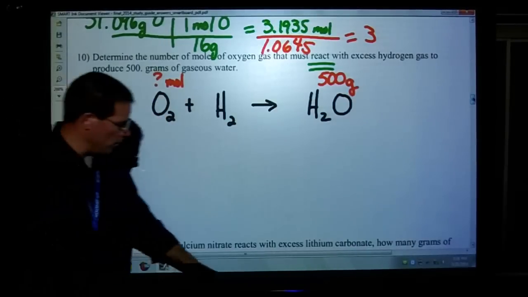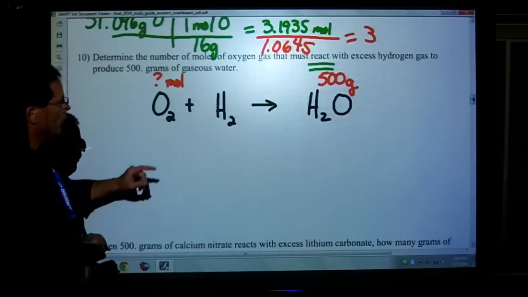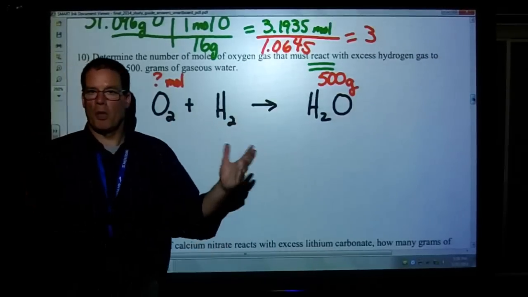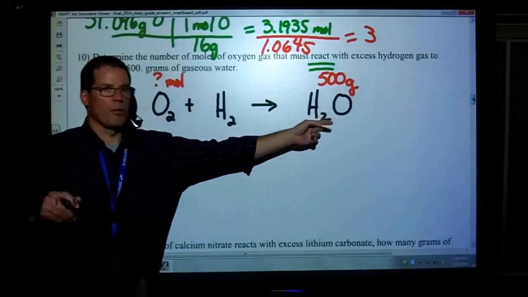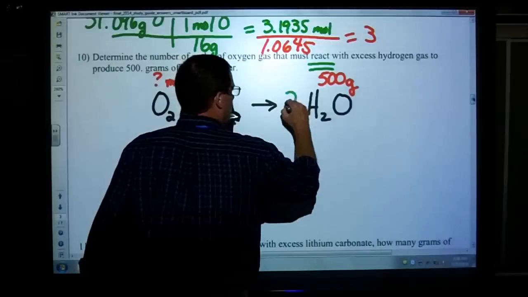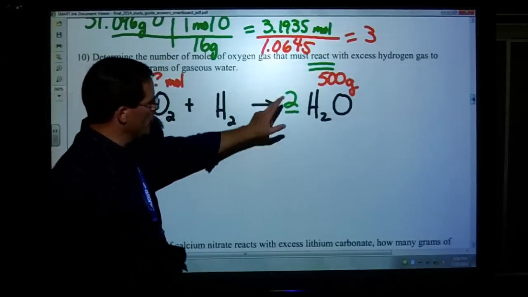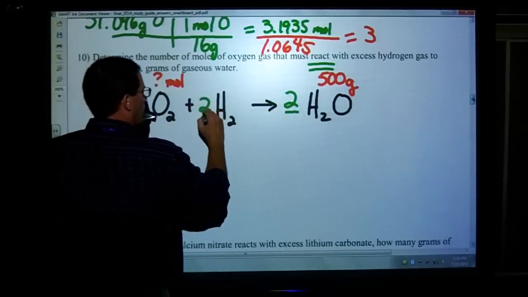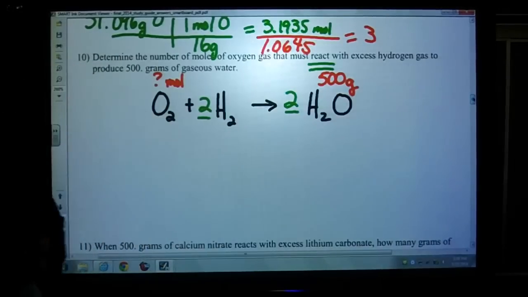So now let's balance. We have two hydrogens. That looks nice for now. Oxygen, we have one. Oxygen, we have two over here. So that means that we need to put at least a 2 here. By putting the 2 there, now we have 4 hydrogen, so I need to put a 2 there. Step one, write a balanced equation.